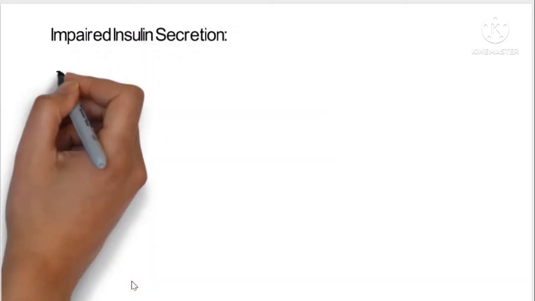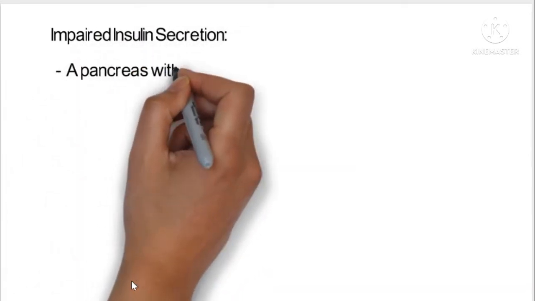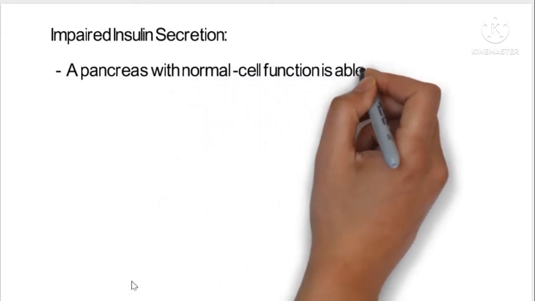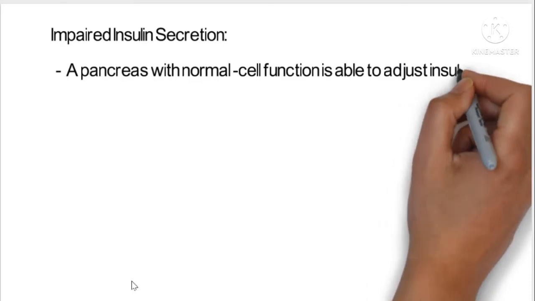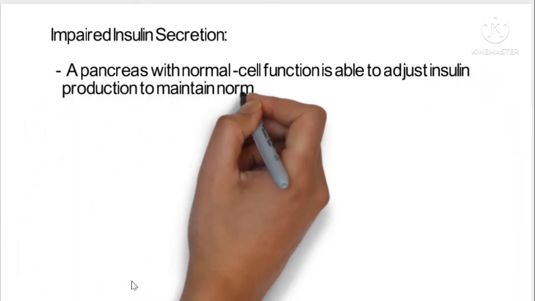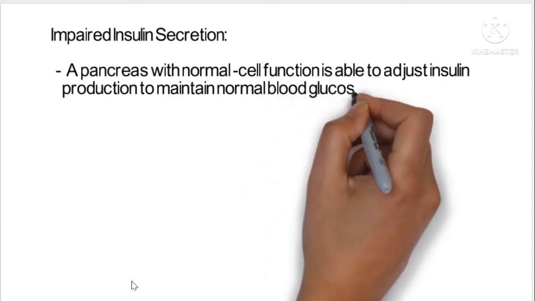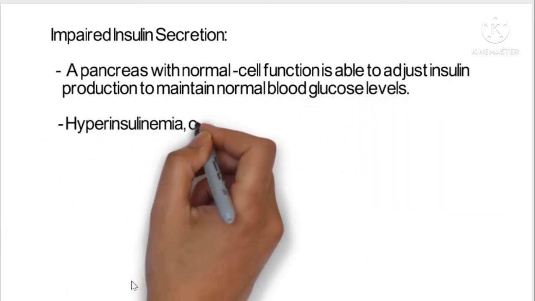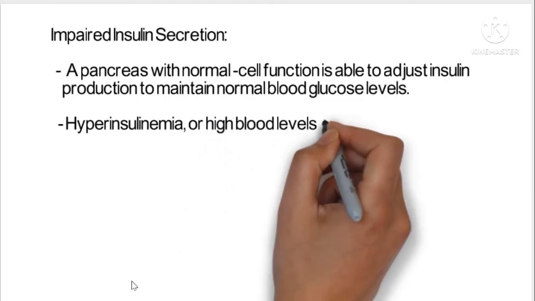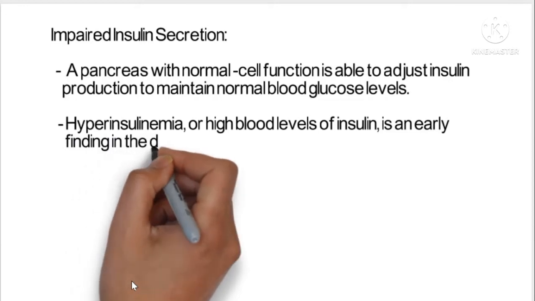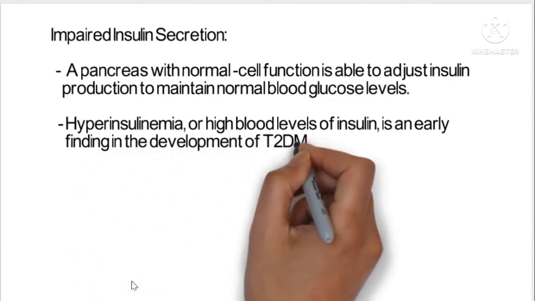Now move towards the impaired insulin secretion. Normally, a properly functioning beta cell is able to adjust the insulin production to maintain normal blood glucose levels. If the beta cell cannot work properly, then hyperinsulinemia occurs. That means a high blood level of insulin. And this will be the early finding of the development of type 2 diabetes.